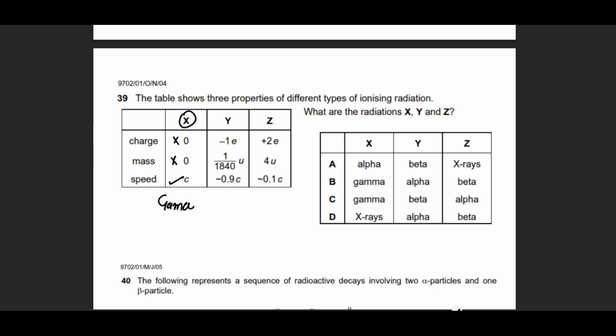Okay. Then we have a negative charge, a mass that is less than a proton or neutron, and it is traveling close to the speed of light. This looks to me like a beta particle. Similarly, Z is a particle that has +2 charge, and that looks like alpha, 4 2. So it has 4 times the atomic mass unit and +2 charge because of 2 protons, and is traveling much slower than the speed of light. So this looks like alpha. So our answer will be Z is supposed to be alpha. So this is going to be our answer, option C.